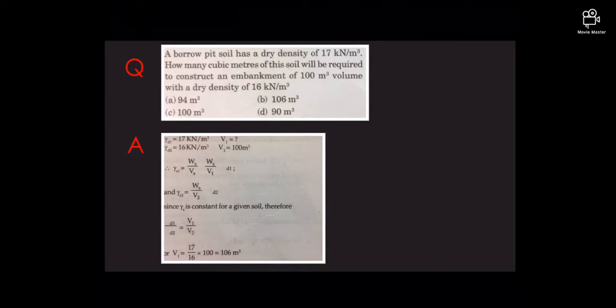A borrow pit soil has a dry density of 17 kilonewton per meter cube. How many cubic meters of this soil will be required to construct an embankment of 100 meter cube volume with a dry density of 16 kilonewton per meter cube? We all know the basic relation between density and volume, so d1 by d2 is proportional to v2 by v1. From that equation we can easily find v1, the cubic meters of soil required, which is 17 into 100 by 16, which is 106 meter cube.